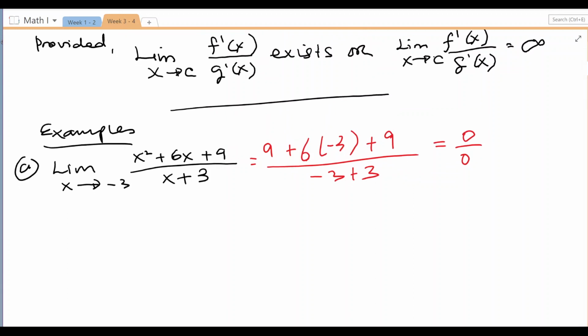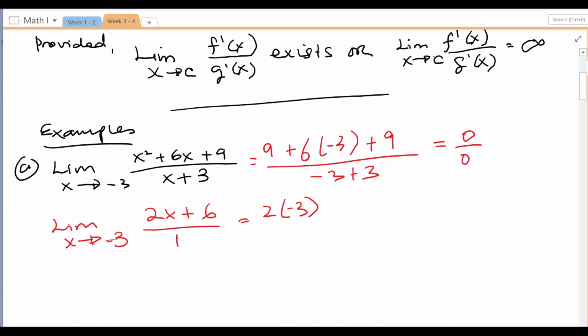So under this condition, we can take the first derivative of the f of x. We can rewrite it as x approaching negative 3. The first derivative will be 2x plus 6 divided by 1, and then this is equal to, as x approaching negative 3, 2 times negative 3, negative 6 plus 6 over 1, equals 0. So the limit of the first example is equal to 0.